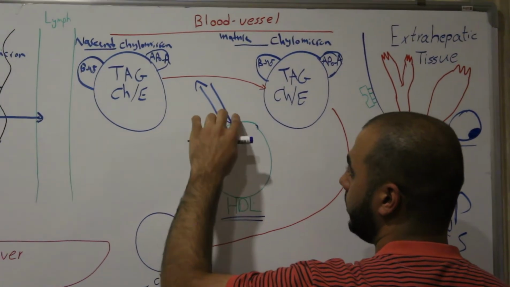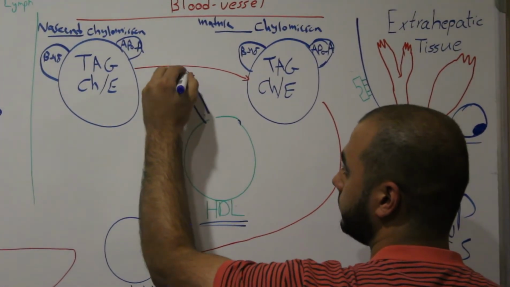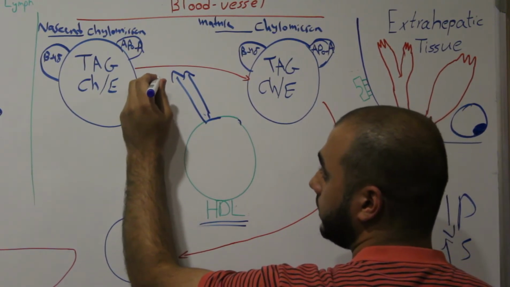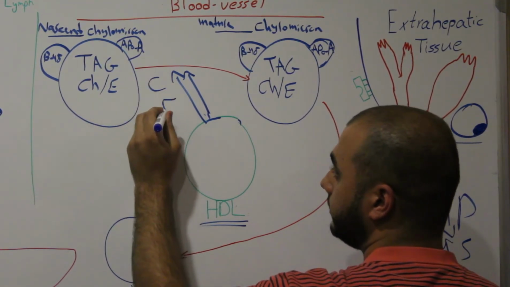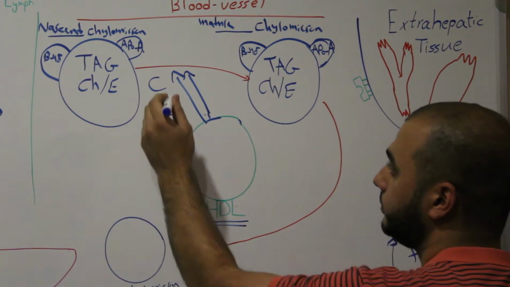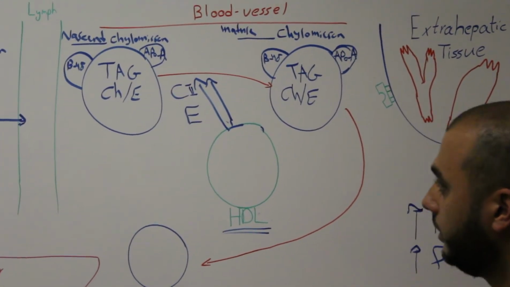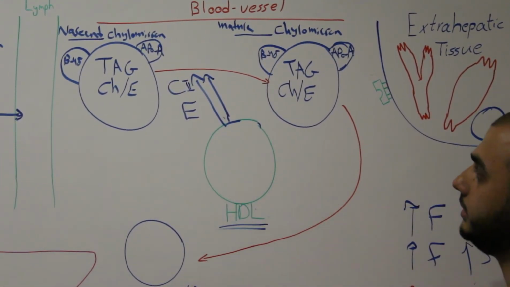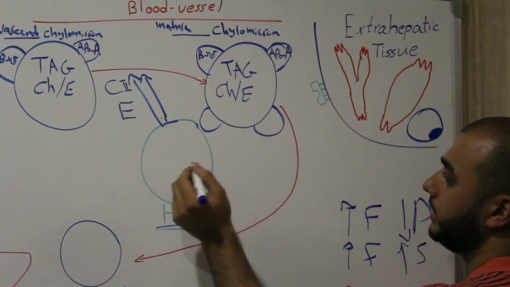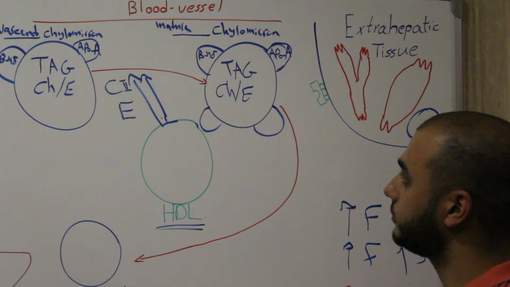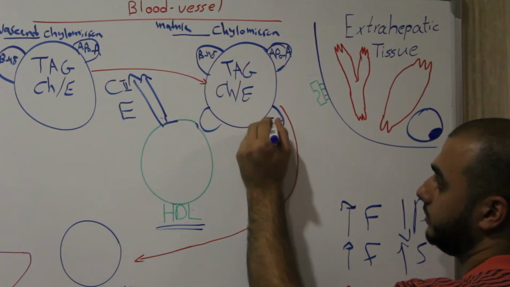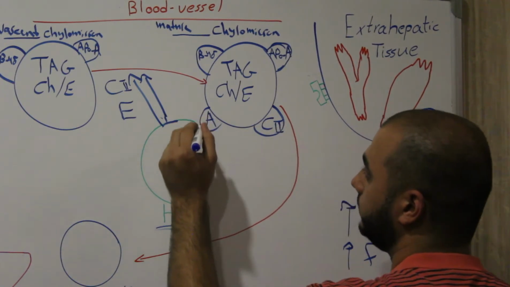So it will drop off apoprotein C2 and apoprotein E. After that, this chylomicron will be mature, functional chylomicron. Only after that. So apoprotein C2 and apoprotein E.